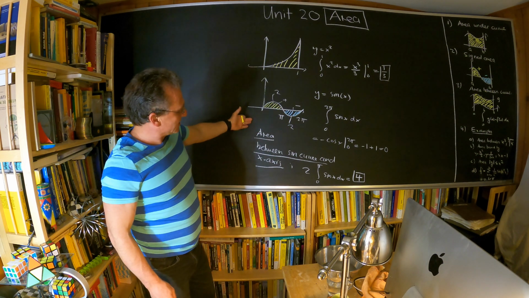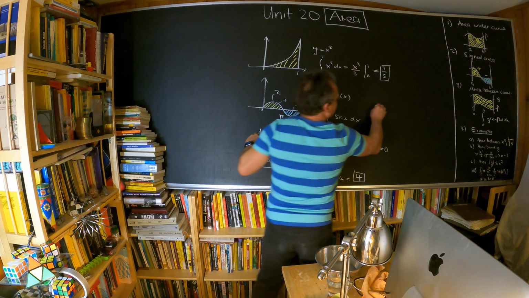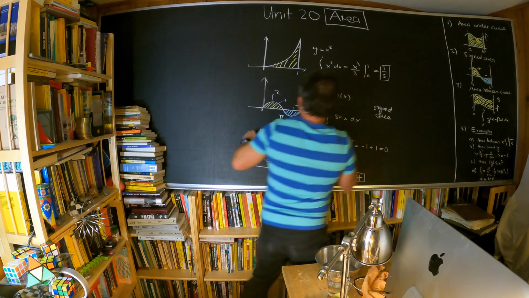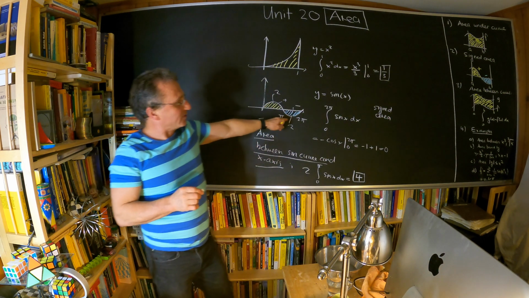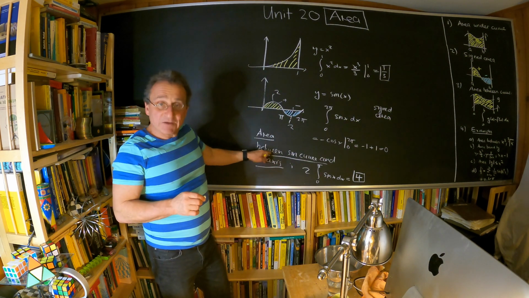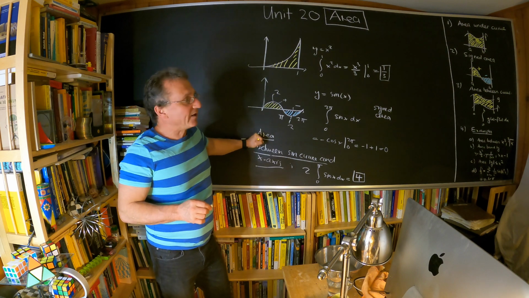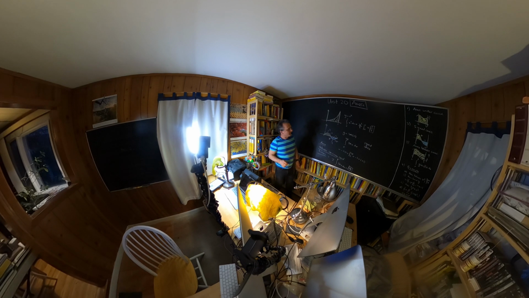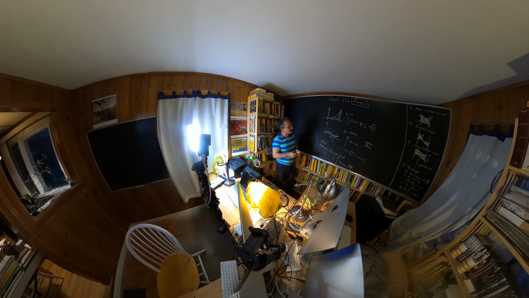So that's the difference: this is a signed area, meaning that everything below the axis is counted negative. If you really want the area, then we have to make sure that we count this with a negative sign. We will look at examples.